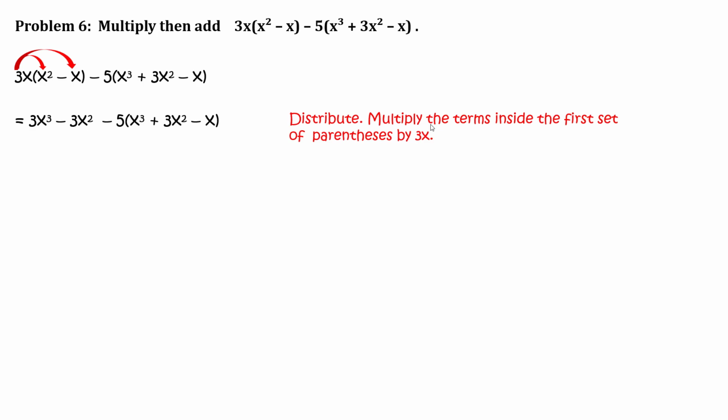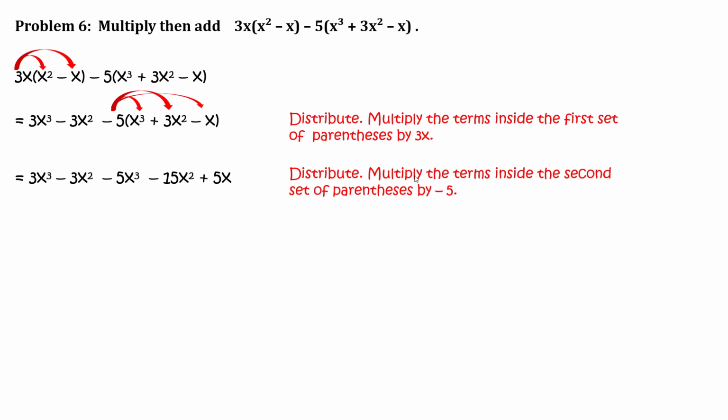All right, so I'm going to multiply the terms inside the first set of parentheses by 3x. You'll get 3x cubed minus 3x squared. And then you get the minus 5 times x cubed plus 3x squared minus x. I'm taking a little shortcut here because we went over how to multiply monomials in the last few examples. So I'm just going to write the result.